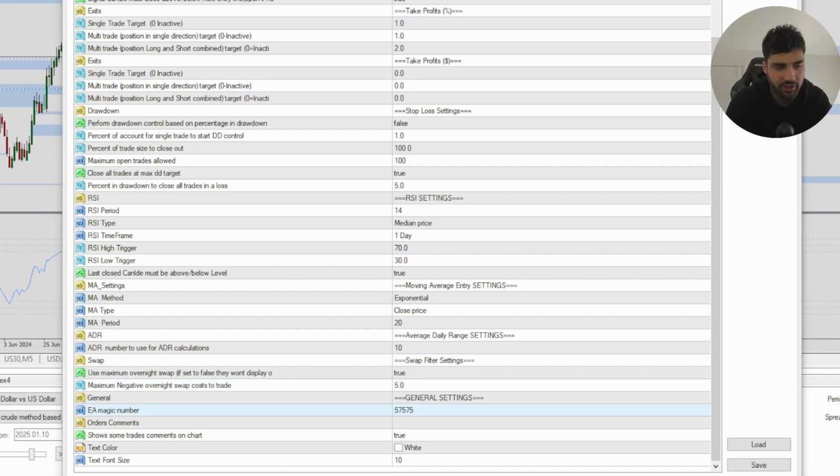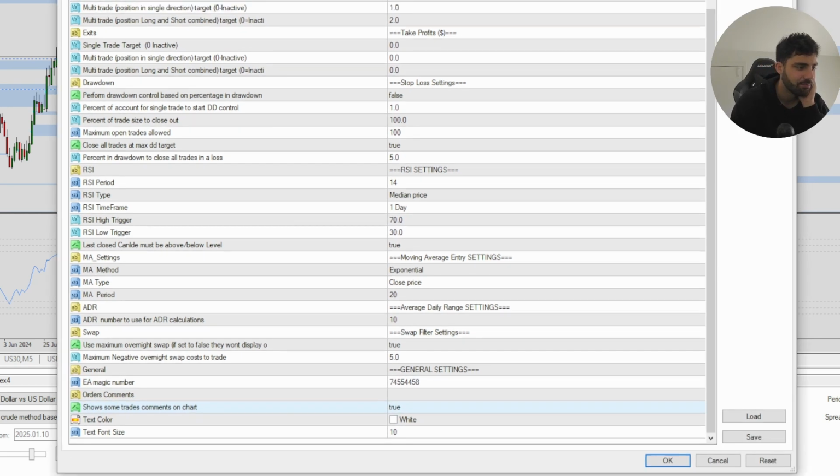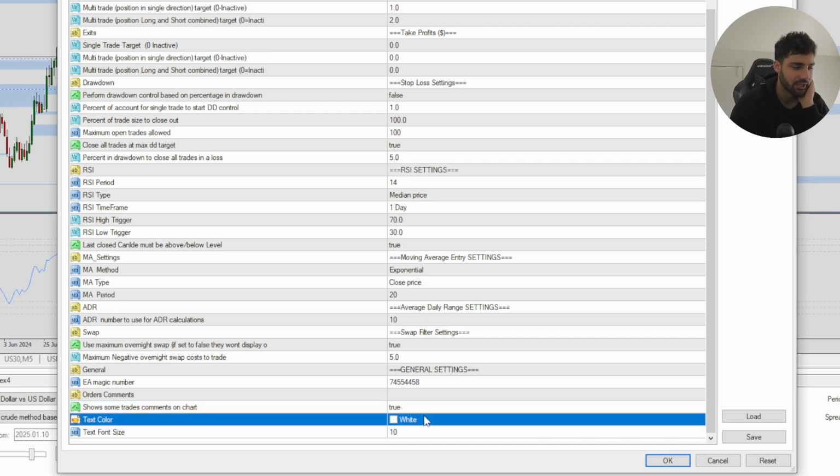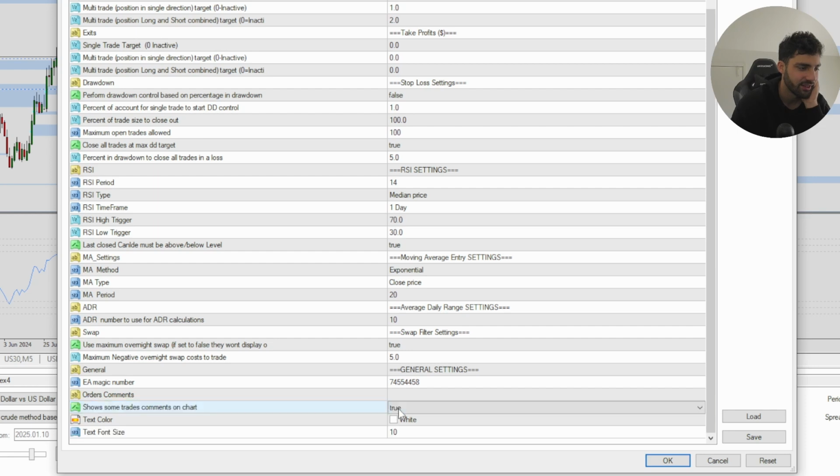The last settings are your magic number, which needs to be different per chart running. So any number, literally any number in the world is fine, just as long as it's different to the next. And the last few settings here at the bottom are literally just your data box. What color it's going to be and what the text size is. If you turn this to false, you will not see the data box.